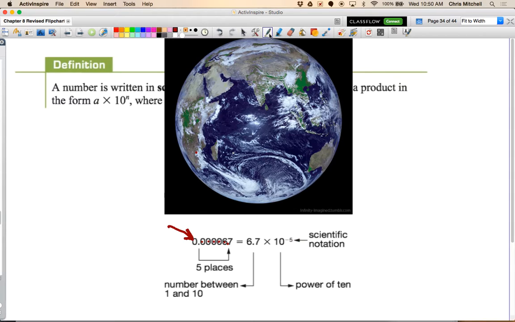Now I'm going to show you another way as well that some people like to use. If I take my decimal and move it between each number, 1, 2, 3, 4, 5, I know I have to move it 5 times. So it'll be 6.7 times 10 to the negative 5th power.